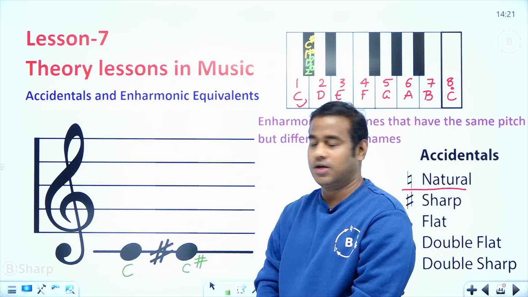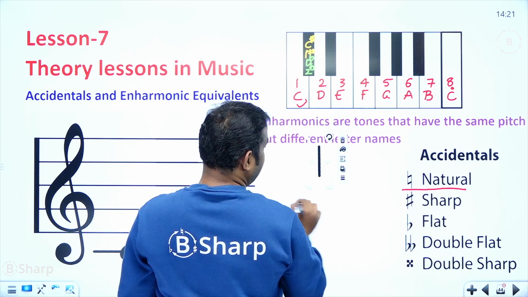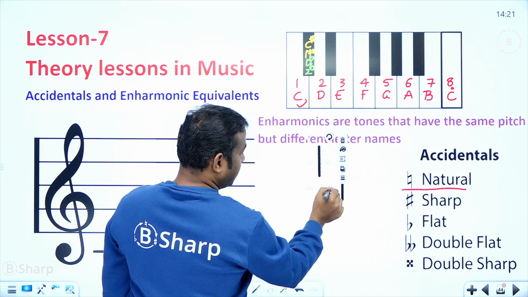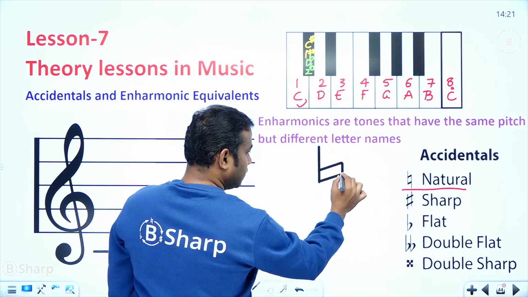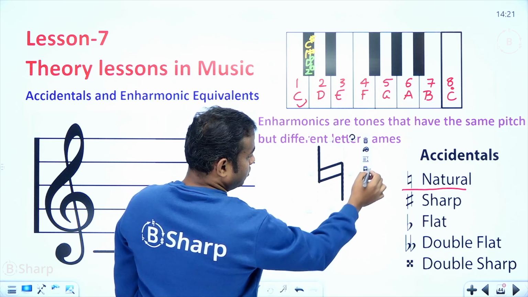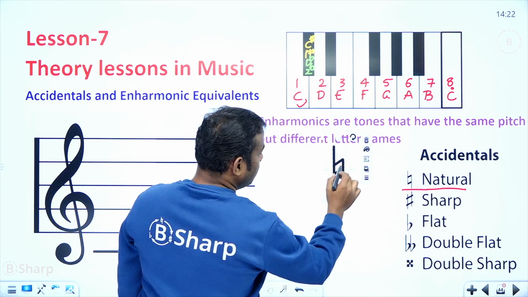That's one point. Then likewise, normally we have C natural, C sharp, B flat. When you have C sharp and C, you want to differentiate them, so at that time we have to draw a natural symbol like this. This is one vertical line, another vertical line here, another vertical line here. Then you draw a slant line like this. So this represents a natural note. This natural note is like this, and you can place it.